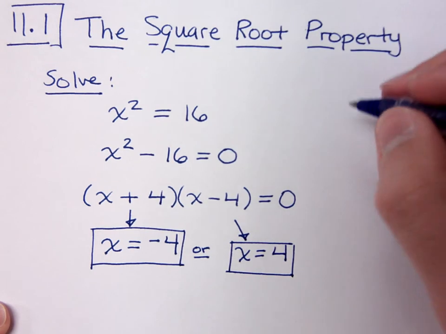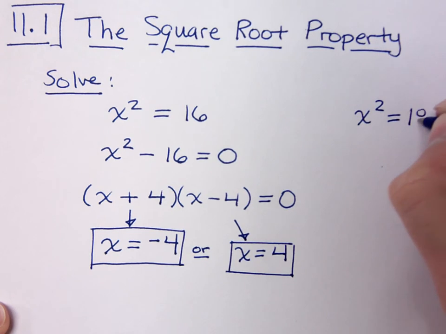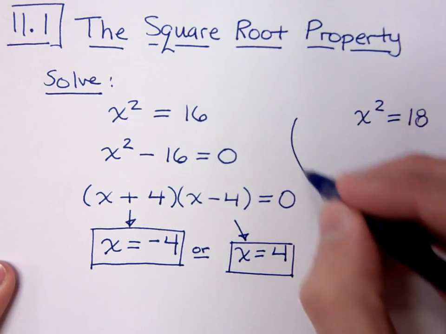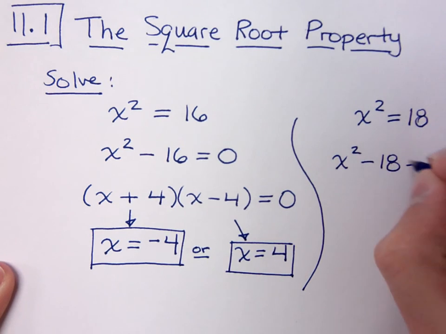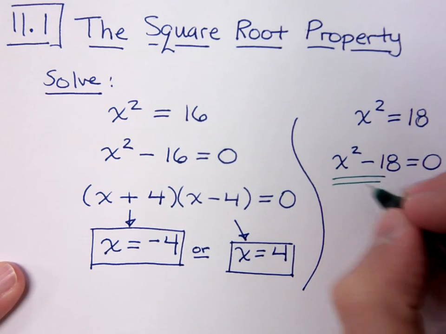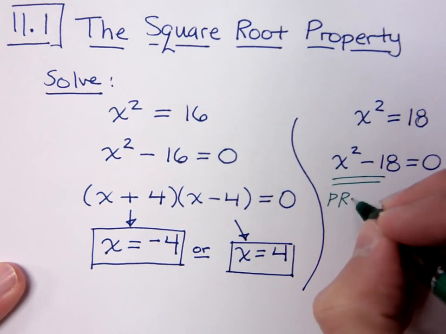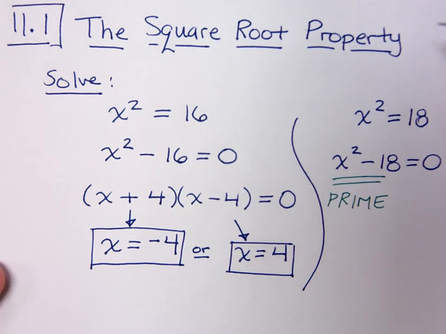Well, what if I have the example x squared equals 18? Now if I try to solve this the same way, I would have x squared minus 18 equals 0. Unfortunately for us, this guy right here is prime, which means this guy does not factor using integer values. Well, there's got to be a way to solve this, and that's where this guy comes in.